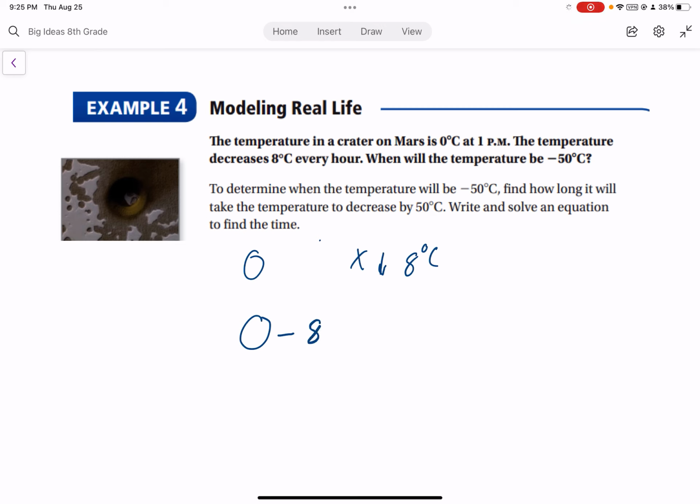Well, for every hour, I lose 8 degrees. And I want to find out when this equals negative 50. Okay? Well, 0 minus 8x, this is just negative 8x equals negative 50.